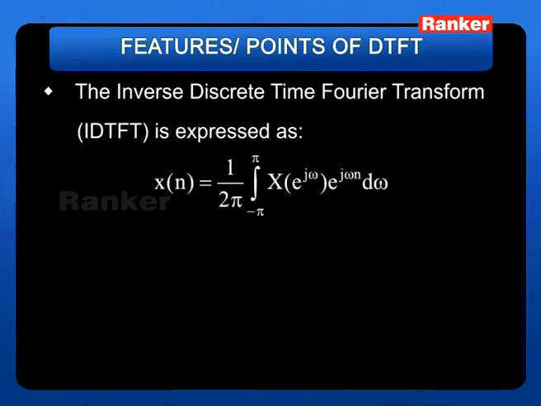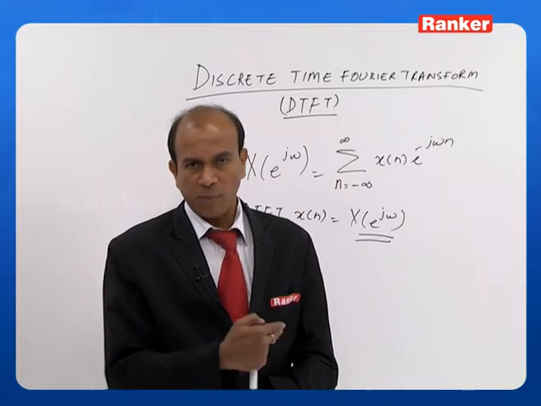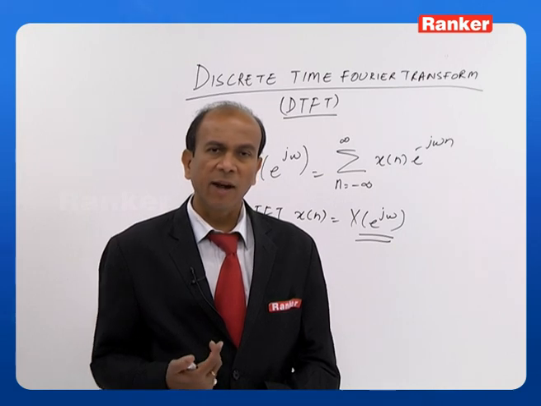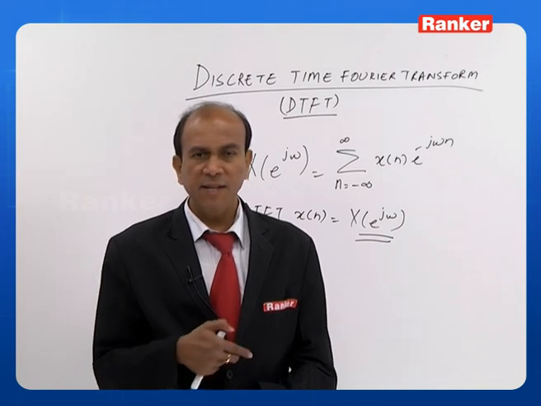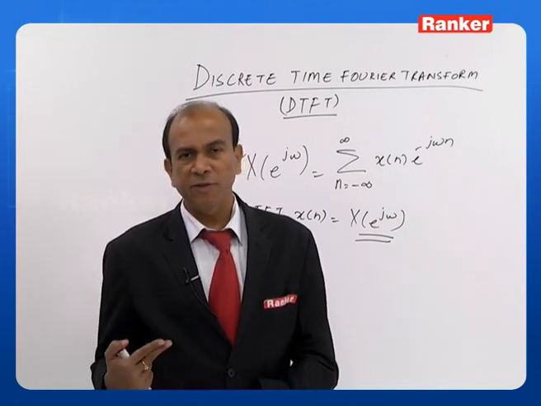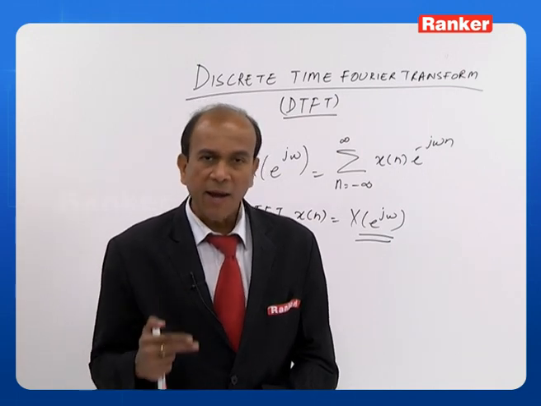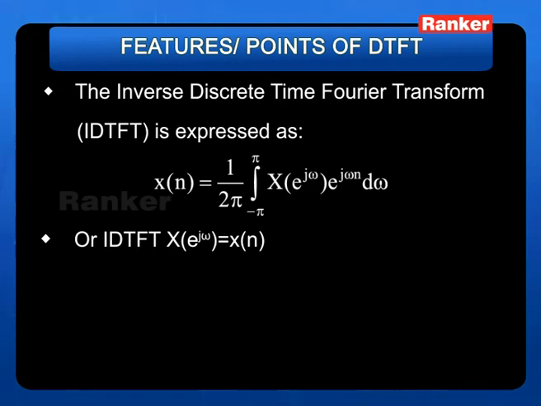The other feature is the inverse discrete time Fourier transform, called IDTFT, expressed as x of n is equal to 1 by 2 pi integral minus pi to plus pi X of e to the power of j omega e to the power of j omega n d omega. So, given X of e to the power of j omega, how do I calculate x of n? That is called the inverse discrete time Fourier transform and is given by 1 by 2 pi, over the period in which it exists, the interval minus pi to plus pi, X of e to the power of j omega e to the power of j omega n d omega. So, this will give me the inverse DTFT.